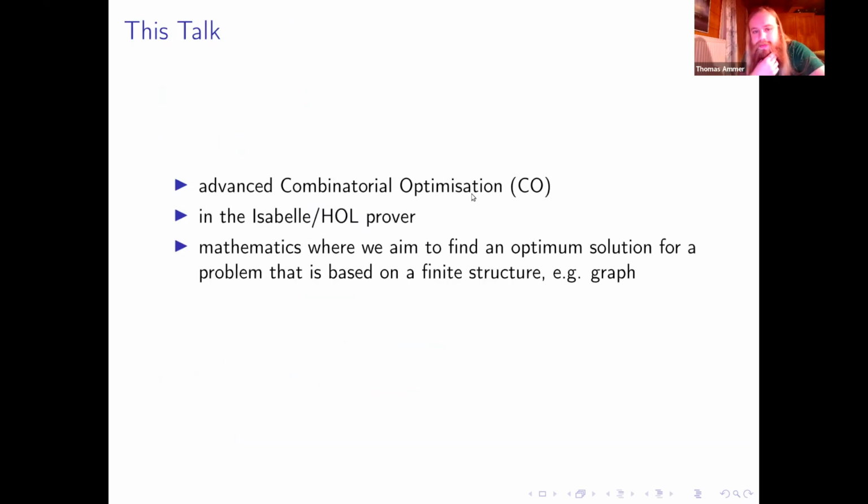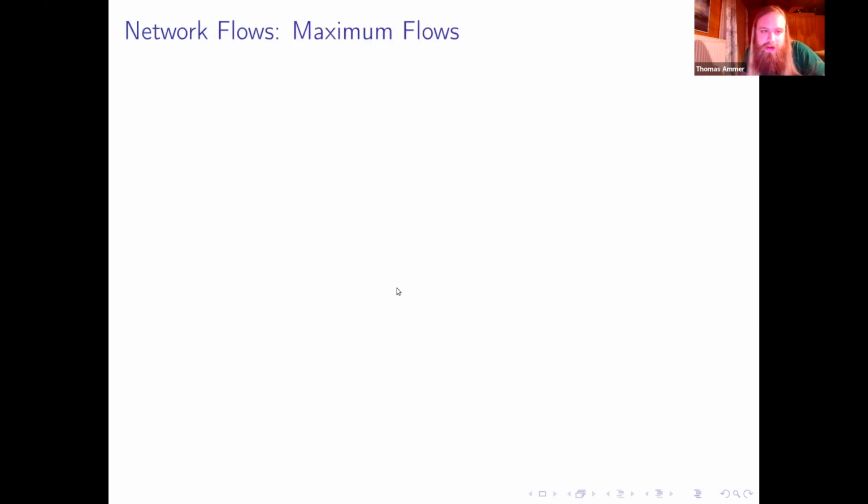So what's combinatorial optimization? That's an area in discrete mathematics where we aim to find an optimum solution for an optimization problem that is based on some finite structure. For example, a graph. And simple examples for combinatorial optimization would be to find the shortest path in a graph or to compute a minimum spanning tree. Or it could be about network flows.